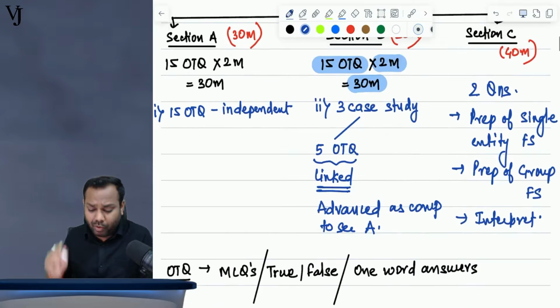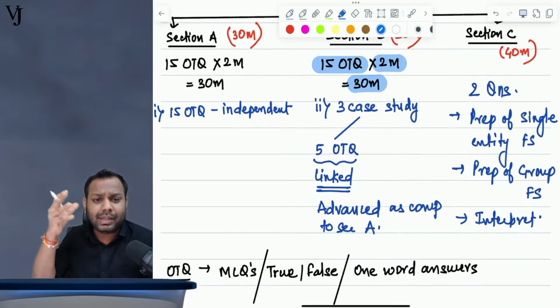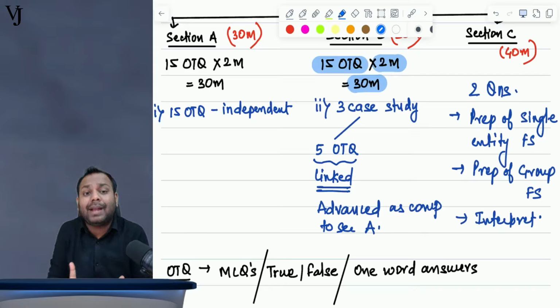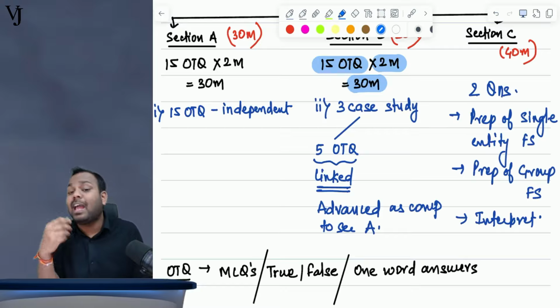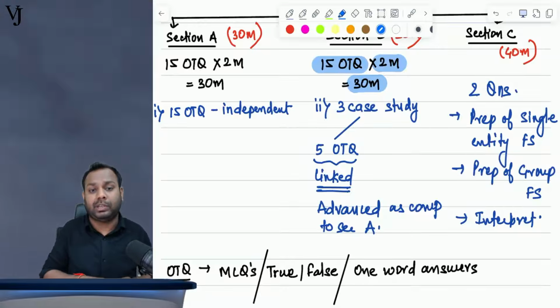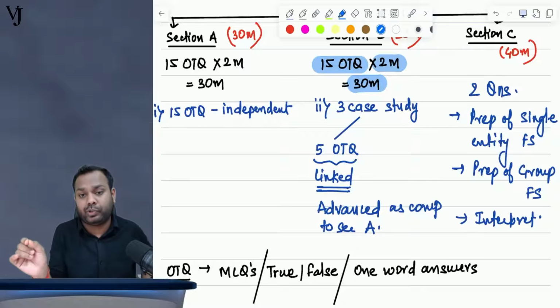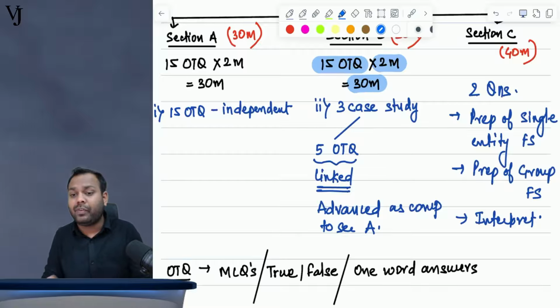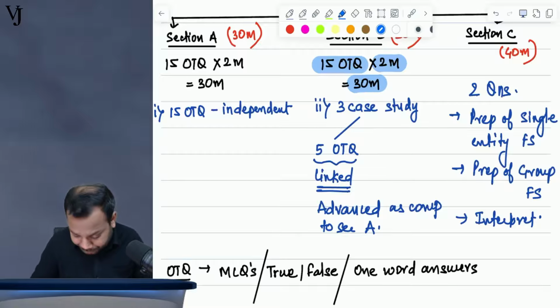Okay. Now, one more thing. There is again a high level of confusion that objective type questions are MCQs. No, they are not saying MCQs. They are saying objective type questions. Objective type questions can be MCQs, true or false, one word answers. It can be anything. It's not only MCQs. I believe it is very much clear to all of you till here.